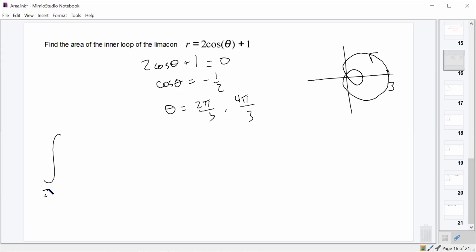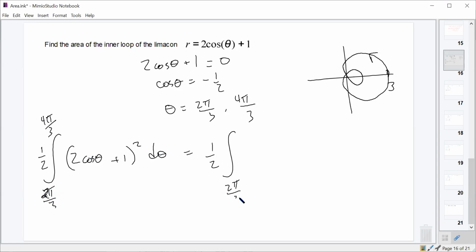And we're going to go in and say this is an integral from 2 pi over 3 to 4 pi over 3, and have a 1/2 out in the front, and our r value squared, 2 cosine theta plus 1 squared d theta, and distribute out the 2 cosine theta plus 1 to 4 cosine squared plus 4 cosine plus 1.